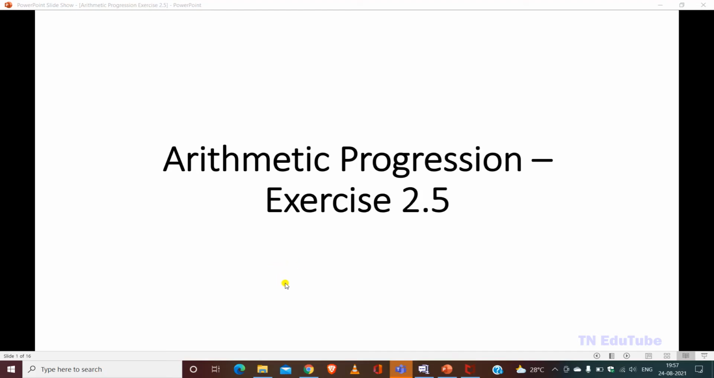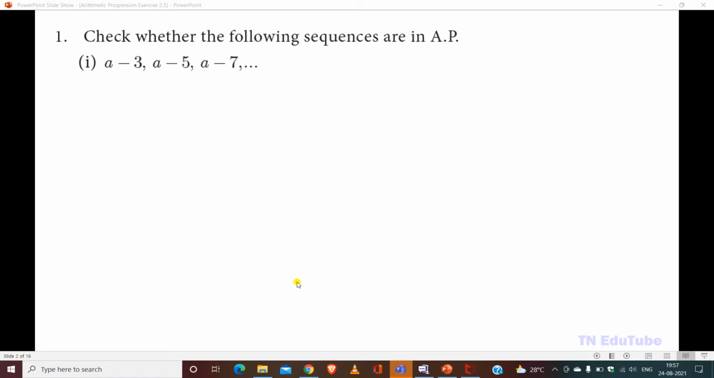Arithmetic progression, exercise 2.5. The first sum: check whether the following sequences are in AP. A sequence is given, and you have to check whether it is an AP or not.